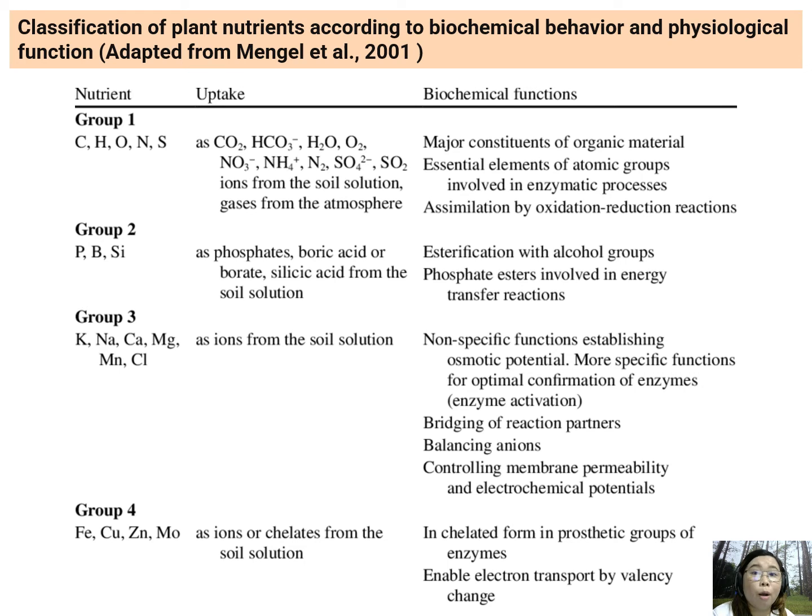Now, the ability of magnesium, calcium, and manganese to form chelates means that these elements closely resemble those of the fourth group: iron, copper, zinc, and molybdenum, which are predominantly present in plants in chelated form. This is an important function of these latter elements, that is, to facilitate electron transport by valency change.